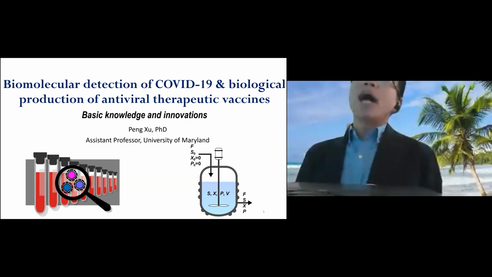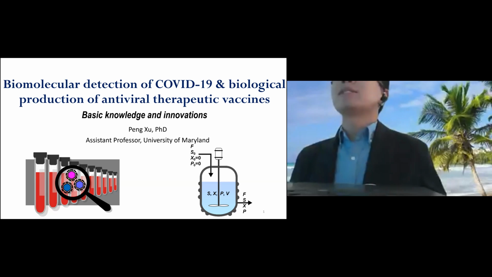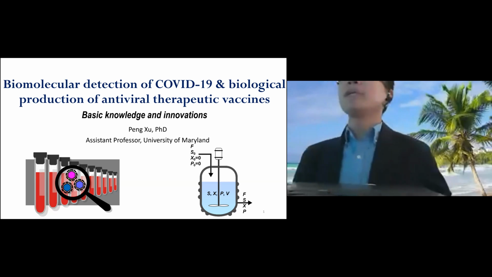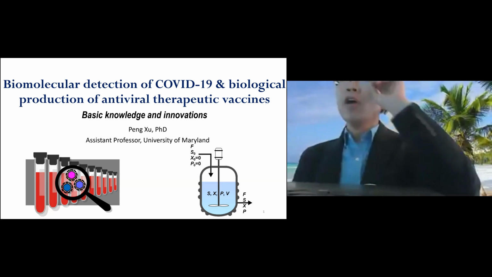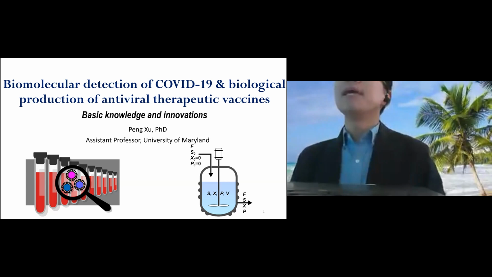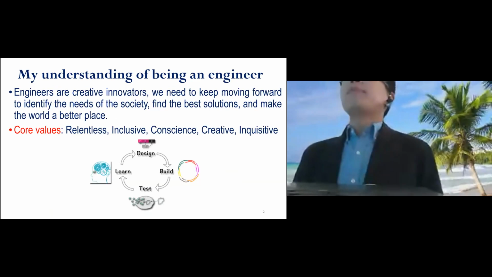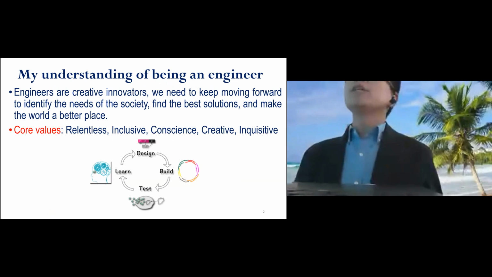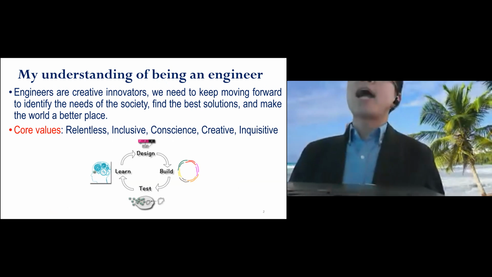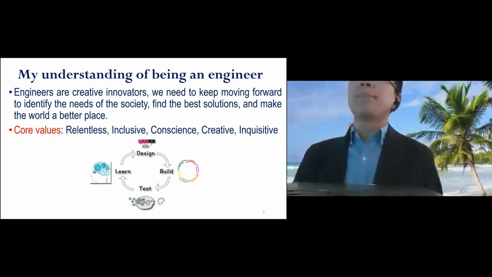So as an engineer, I want to mention in this teaching demo, we embrace the mindset of creative innovators. We all keep innovating ourselves. In this teaching demo today, I'm going to share with you 2 examples focused on engineering innovation that may bring us a solution for the current outbreak of the deadly coronavirus. My understanding of being an engineer is that we need creative innovators. We need to keep moving forward to identify the needs of society and find the best solution and make the world a better place.